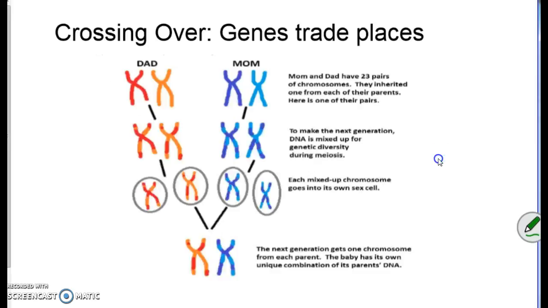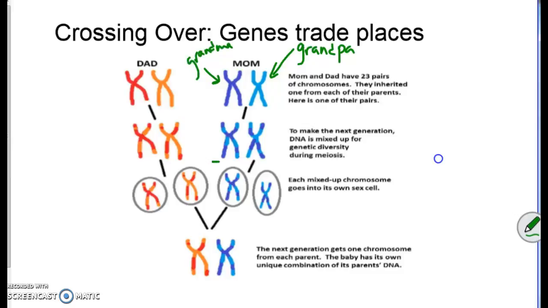So let's talk about this really important step called crossing over. Crossing over is one of the reasons why you're unique. Let's think back to your mom and your dad. They both got a chromosome from grandpa, which would be your grandpa, and one from grandma, or their mom and dad.